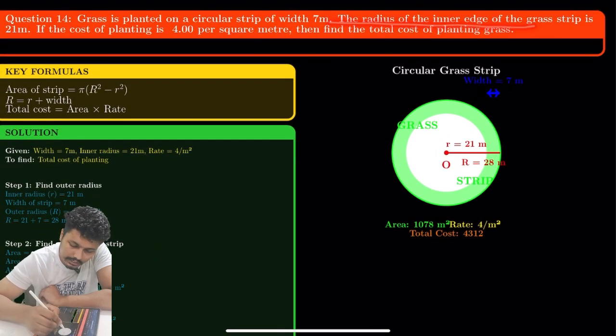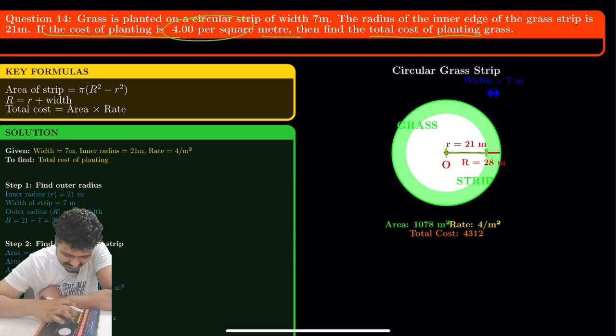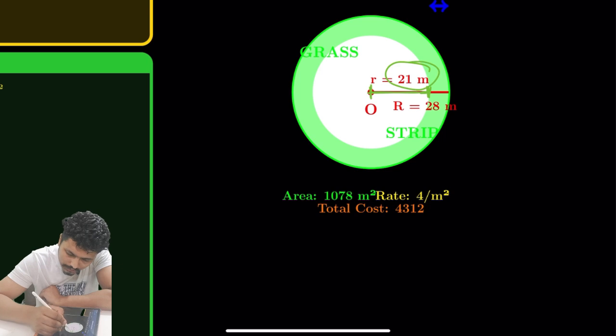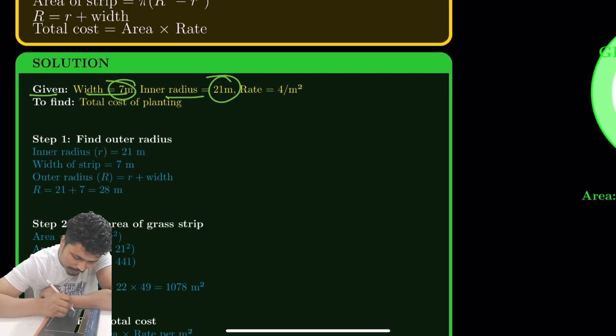The inner radius is how much? 21 meter. The inner strip radius is 21 meter. So this radius is 21 meter. If the cost of planting is 4 per square meter, then find the total cost of planting. This is also easy. What is given? Width is 7 meter, inner radius is 21 meter. If inner is 21 and width is 7, then what will be the total radius? So outer radius will be 21 plus 7, which is 28.